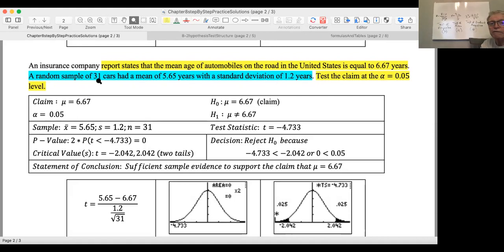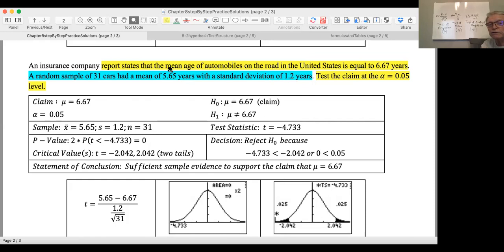And we see we have a sample of 31 cars. There's N. We have a mean of 5.65. There is mu, or I'm sorry, X bar, and we have a standard deviation of S of 1.2.